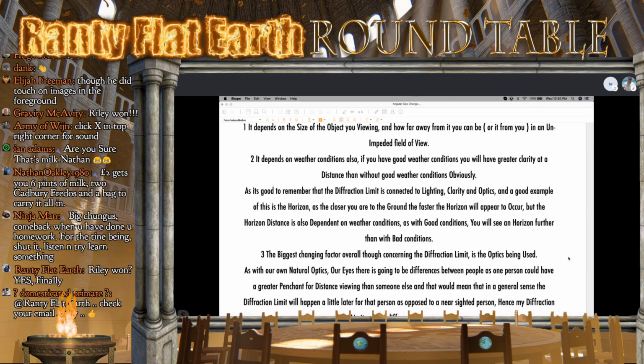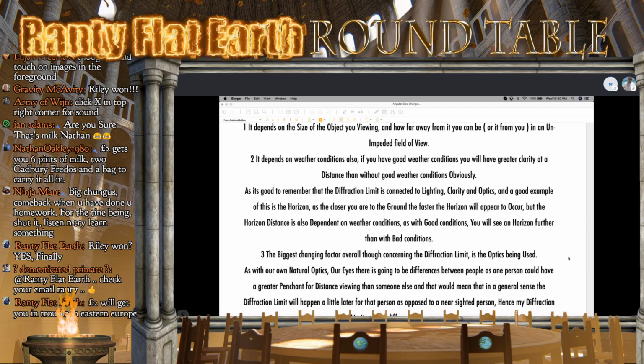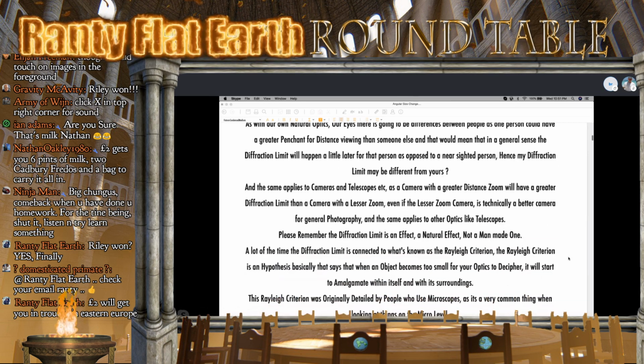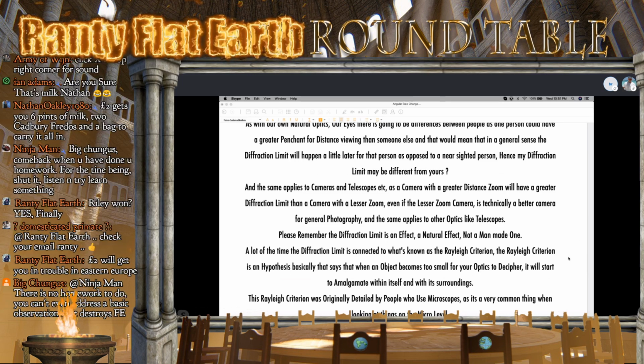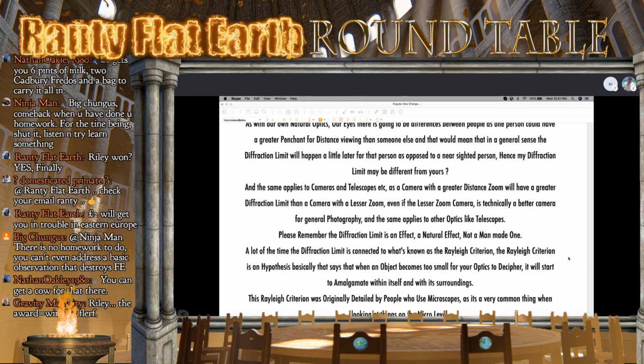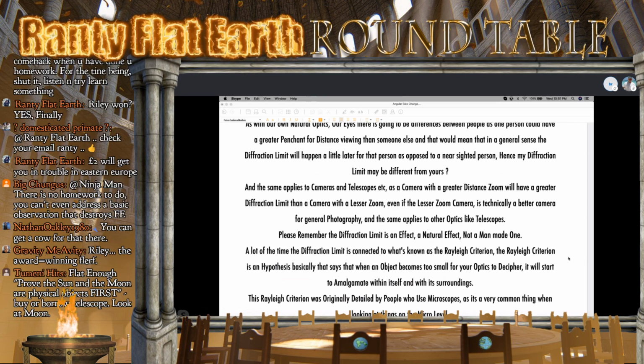With our own natural optics, our eyes, there are going to be differences between people, as one person could have a greater penchant for distance viewing than someone else, and that would mean that in a general sense the diffraction limit will happen a little later for that person as opposed to a nearsighted person. Hence, my diffraction limit may be different from yours. The same applies to cameras and telescopes. A camera with a greater distance zoom will have a greater diffraction limit than a camera with a lesser zoom, even if the lesser zoom camera is technically a better camera for general photography, and the same applies to other optics like telescopes. Please remember the diffraction limit is a natural effect, not a man-made one.